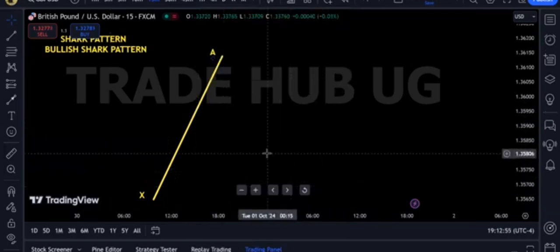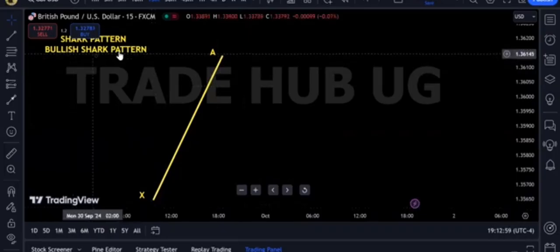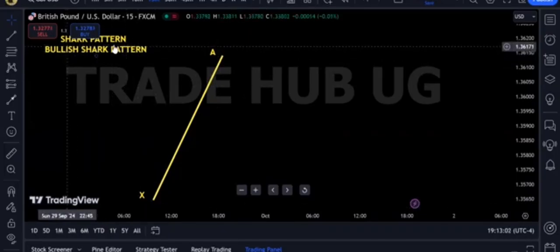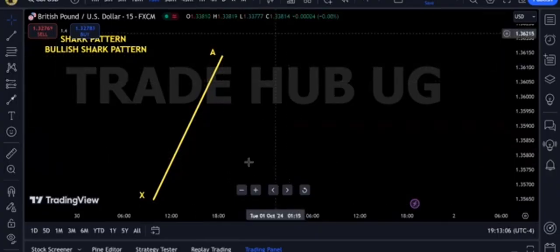All right, as usual, this is X to A. Remember, this is a bullish shark pattern. And a bullish shark pattern. We look for entries, it is a buy.